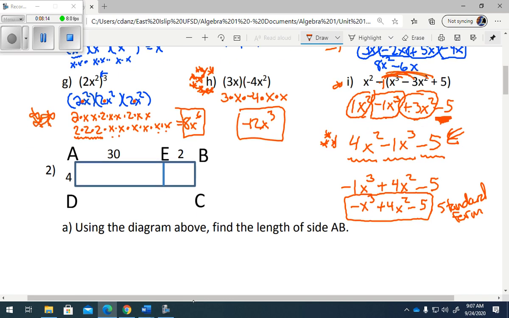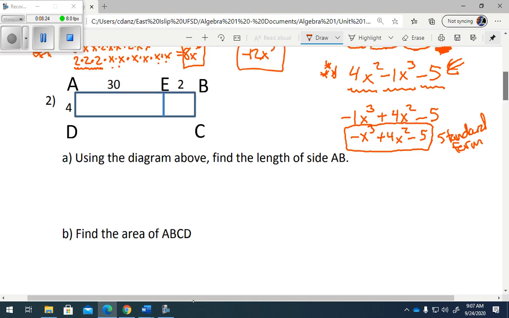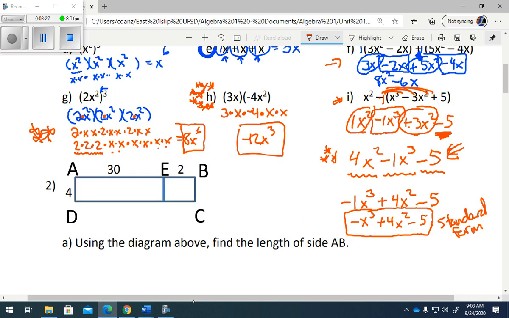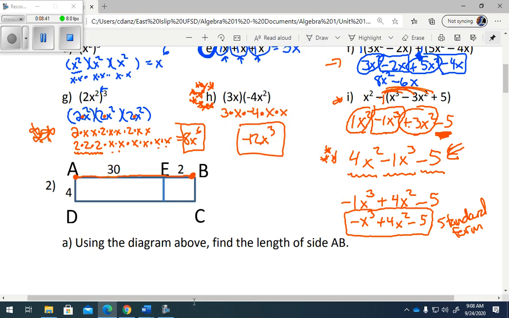And then number 2, part A, it says use the diagram above to find the length of AB. They're only asking me for how long side AB is, from here all the way to here. How long is that? Well, I'm hoping that you definitely know that if from here to here is 30, and from here to here is 2, that gives you the answer. It means the whole length is 32, right?